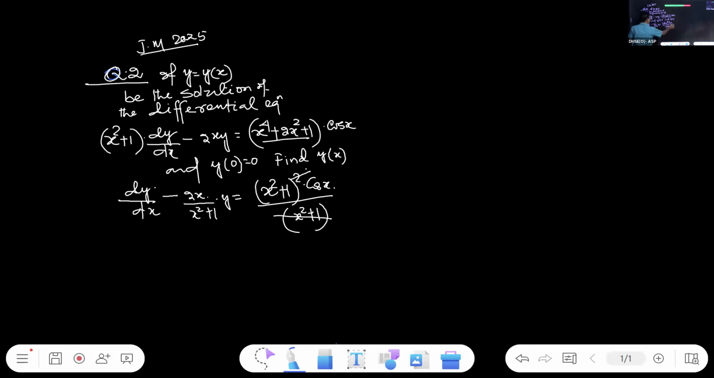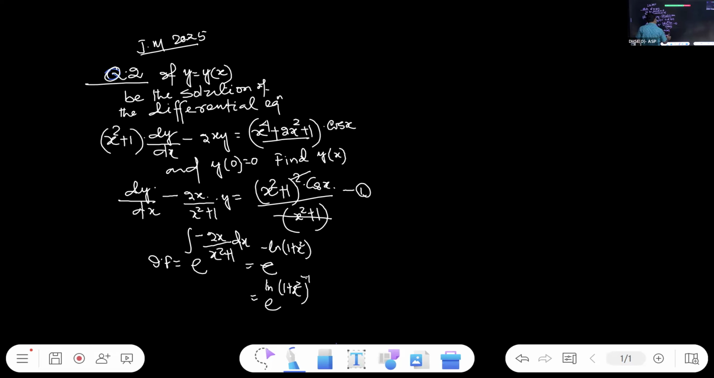So now, this is equation 1. Integrating factor IF is equal to e power integral p dx, that is minus 2x upon x square plus 1 dx. You know, derivative of x square plus 1 is 2x. So this will be e power minus ln 1 plus x square. This is equal to e raised to the power ln 1 plus x square raised to the power minus 1, is equal to 1 upon 1 plus x square. This is the integrating factor.